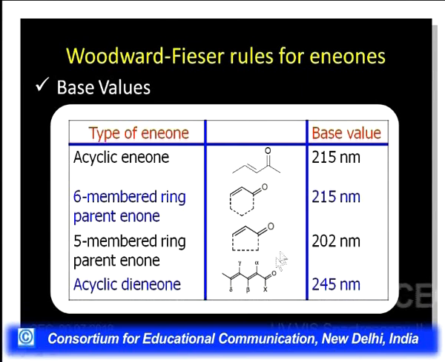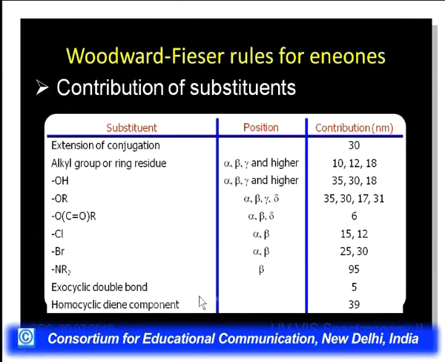5-membered ring parent enone, like this over there, 202 is the value there, and for acyclic dienones there, the value happens to be 245, because in this case there is a conjugation coming in there. Okay, so that is about the base values there. And if you go further and look for the substituents over there, this is more involved than in the case of dienes. What you see is that in the case of enones, the contribution of the substituent happens to be very, very significant. The first and foremost is the same one as in the previous case, that is extension of conjugation, again 30 nanometers as before.